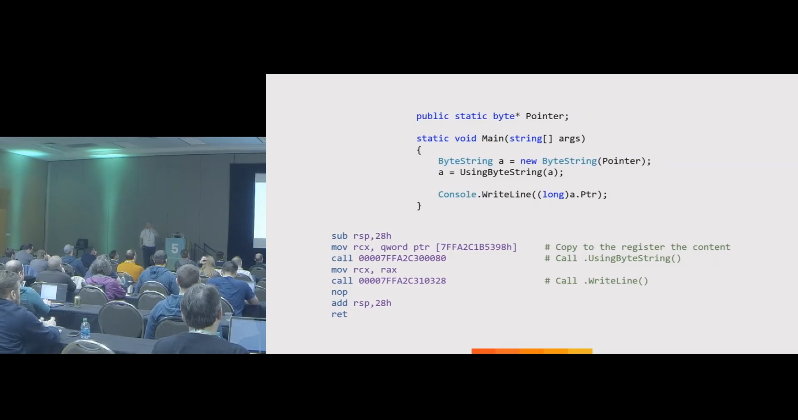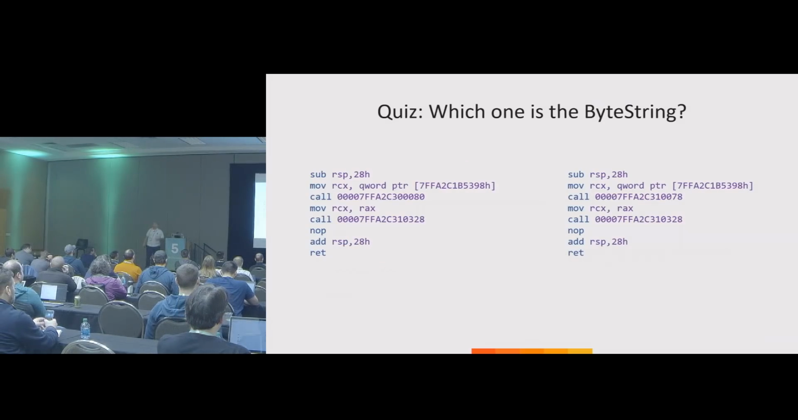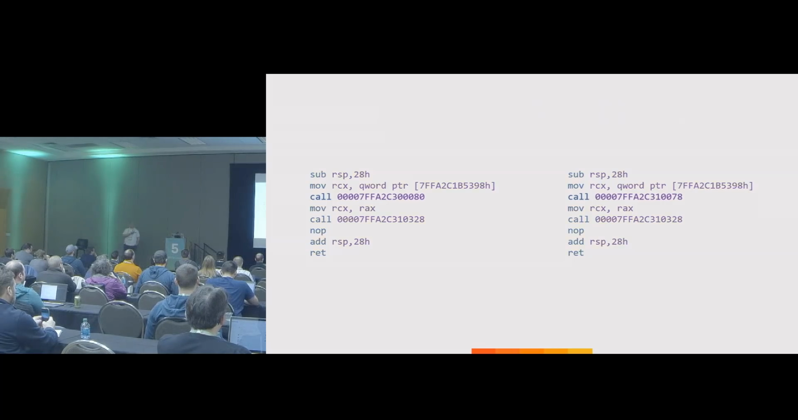Let's do the same thing for our pointer. Let's do the same thing for our ByteString. Now, we got the move, we got the call, we got the copy to the parameter list again. We got our call, and we got our result. We're coming back. So, anyone can guess which one is the ByteString? I don't know about you, but I know that I can't. Why? Because of this. This is the only difference.